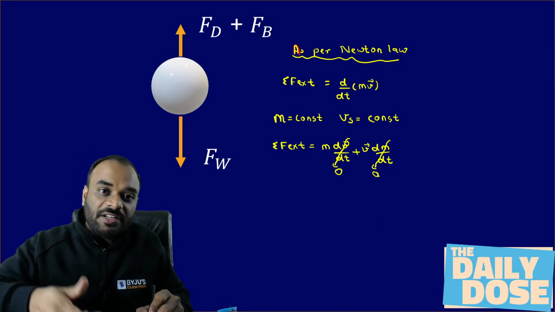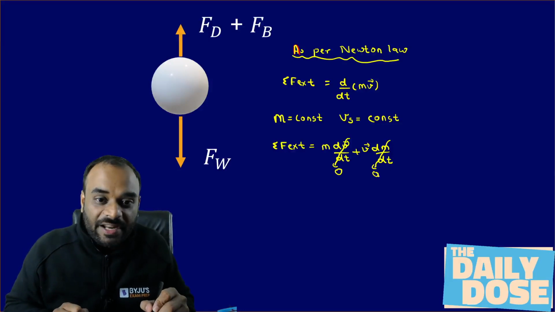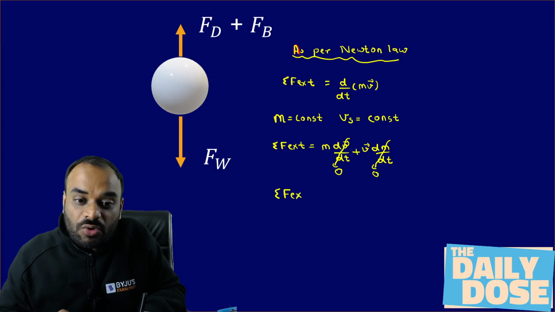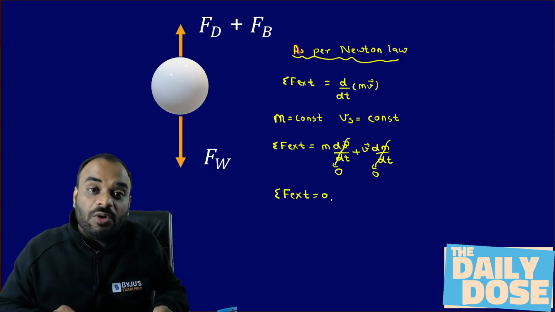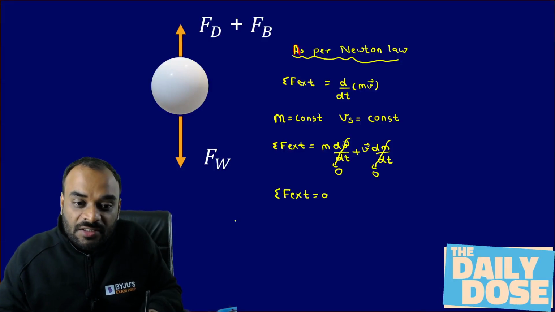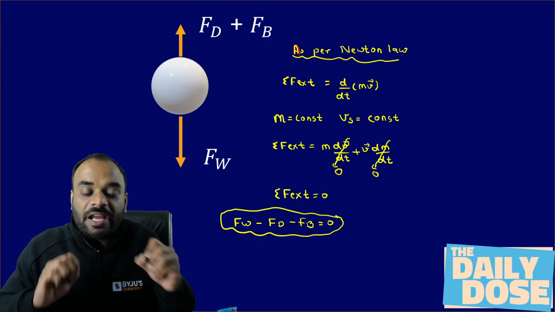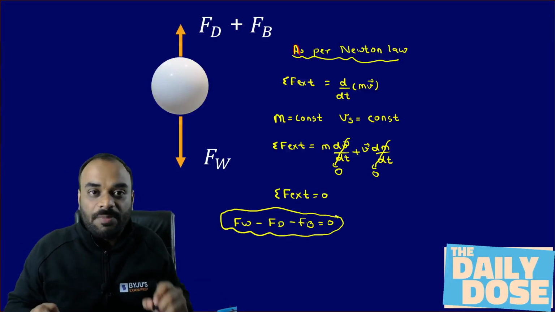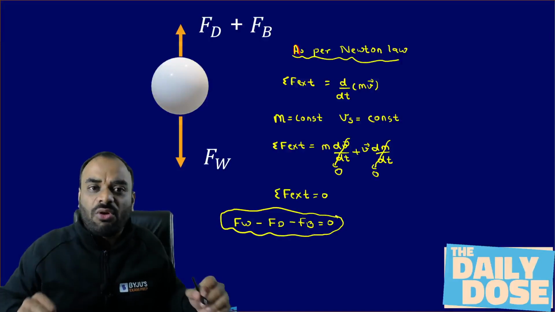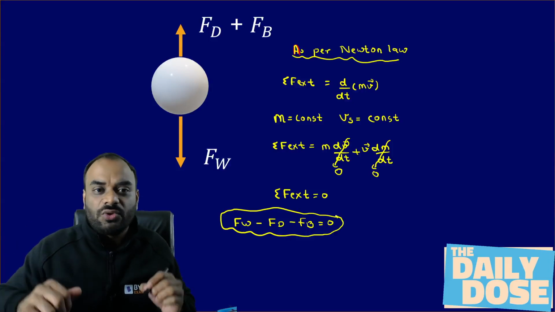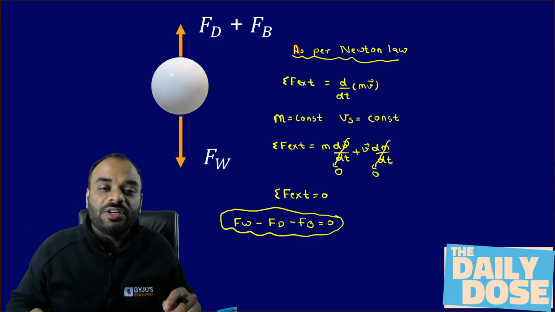That means if a particle is moving with a constant velocity, then in that particular case, the summation of F external is equal to how much? It should be equal to 0. If it is equal to 0, then only we can apply here Fw minus Fd minus Fb is equal to 0, right? And this is the condition which you apply to derive the settling velocity of this particular particle. And I think all of you know, guys, that after solving this particular equation, you will get the settling velocity of a particle by using Stokes law, right? So this is the thing which you need to understand.